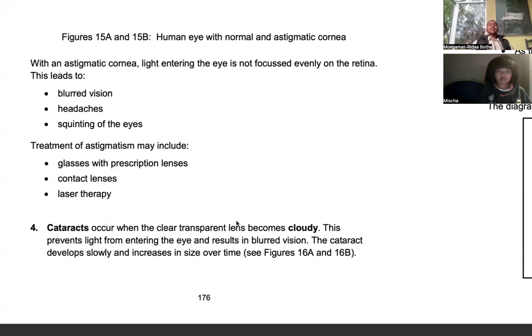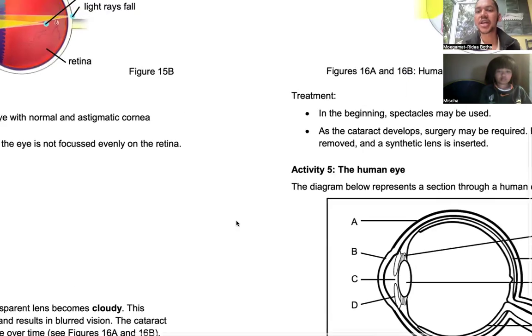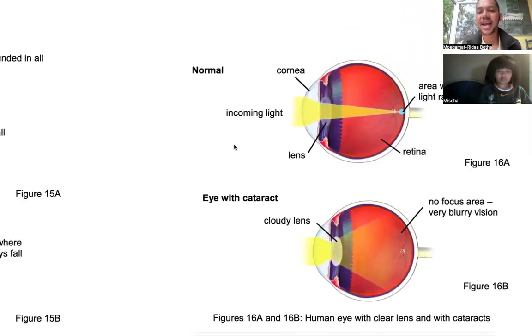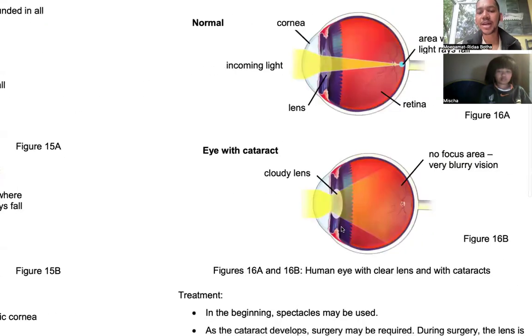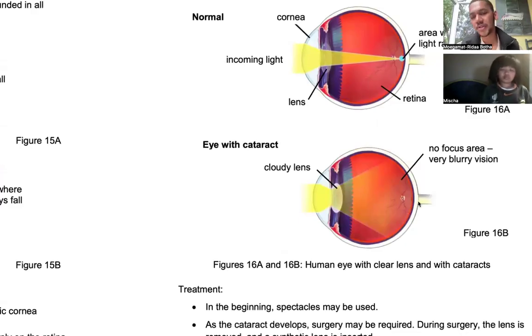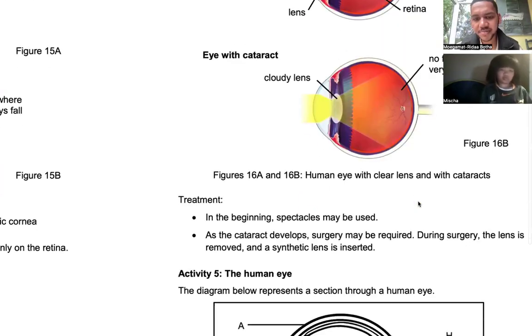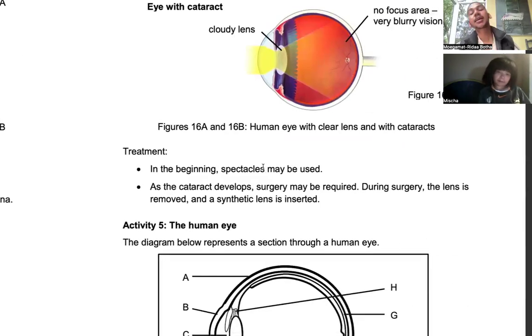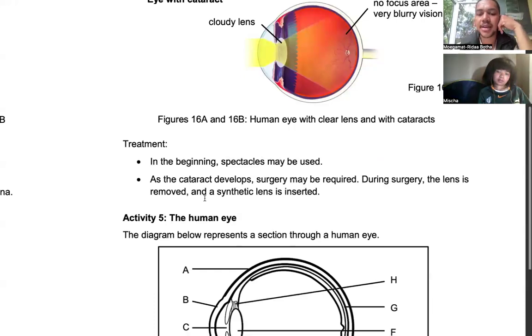The cataract develops slowly and increases in size over time. You can see here that you have nice light entering. For a cloudy lens, the light rays are all over the place. There's blurry vision. The treatment is that in the beginning, prescribed glasses or spectacles may be used. As the cataract develops, surgery might be required. During surgery, the lens is removed; they take the lens out and put a new lens back in.